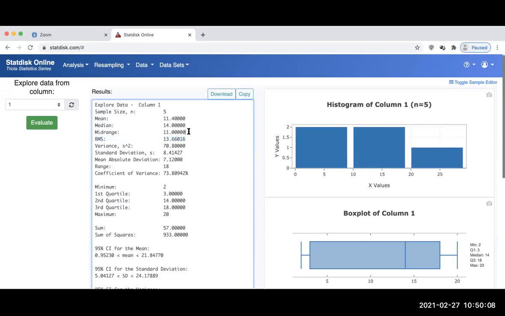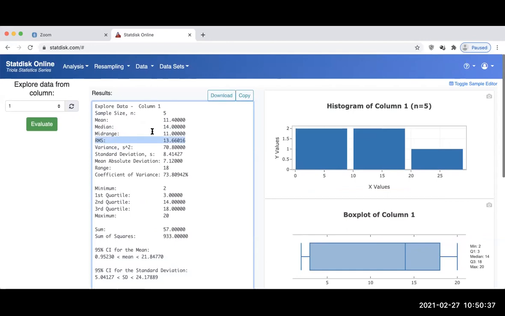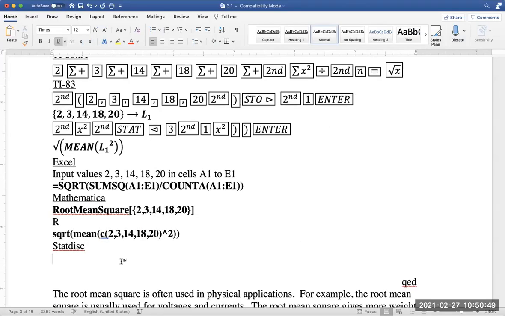Oh, and they gave you the first thing we did, the mid-range, which we found to be 11. And the next one that we found, the root mean square, which is 13.66016. They'll also give you the median, and that's about it for measures of central tendency. You don't have a lot of choice what to give because they just give it to you all at once.